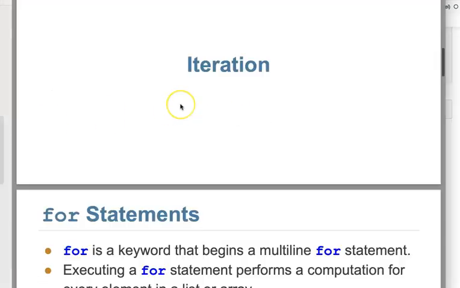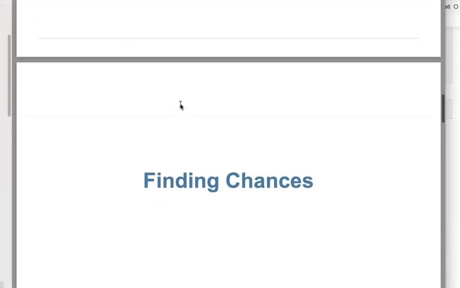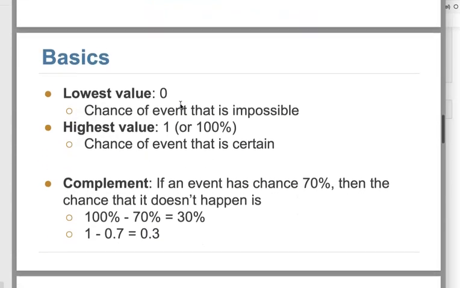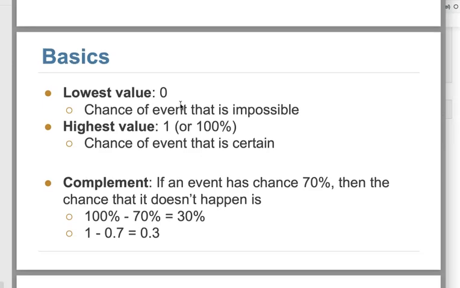So probability actually is an important thing for data science. This we call finding chance. The basic idea is you have something we call an event. If one event happens, its chance is between 0 and 1. If your chance is 0, that means it's impossible to happen. If your chance is 1, that means 100%, it's for sure it will happen.